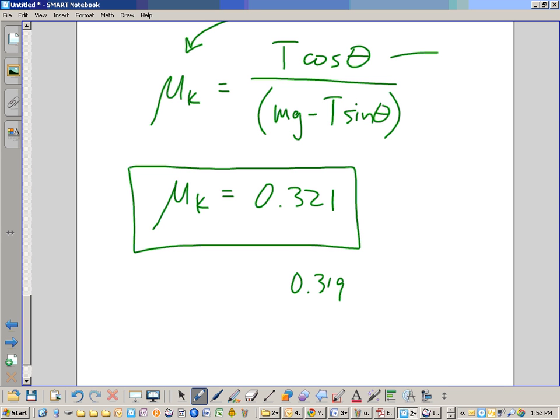Okay? So once again, it's better to use an expression like we have right here instead of putting in a rounded number like 14 newtons. Okay? So this is what was actually on the paper, and that's choice D. Okay? Any questions?